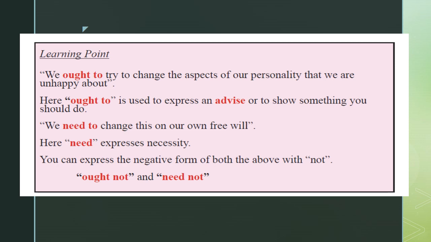Learning point. We ought to try to change the aspect of our personality that we are unhappy about. Here ought to is used to express an advice or to show something you should do. We need to change this on our own free will. Here need expresses necessity.